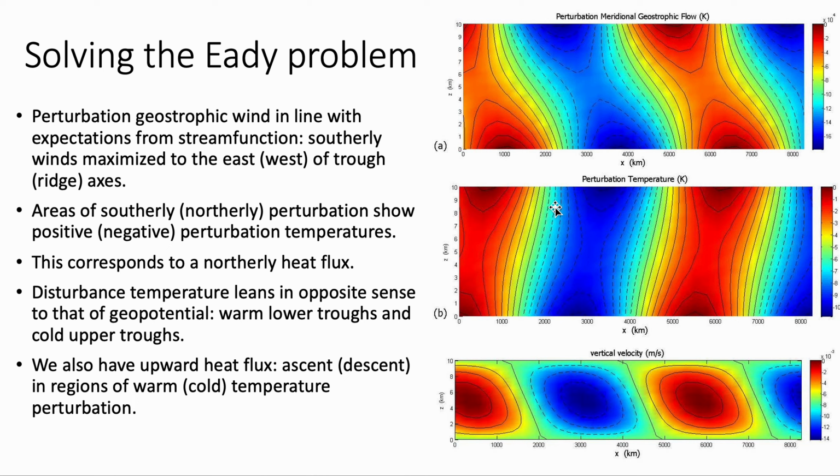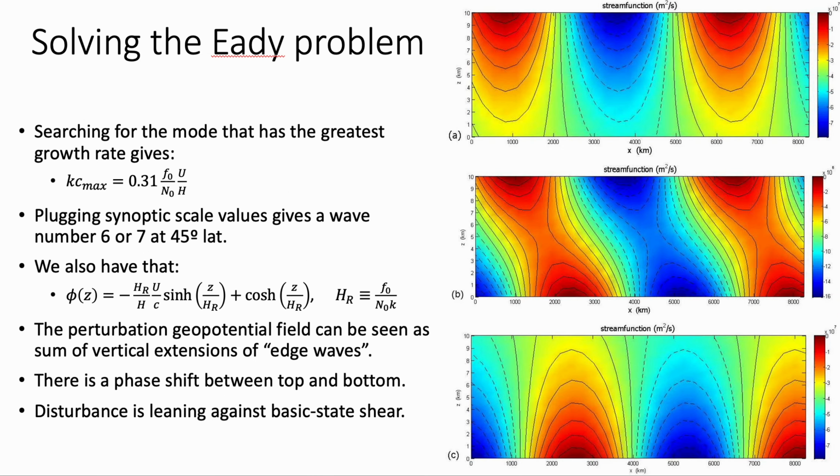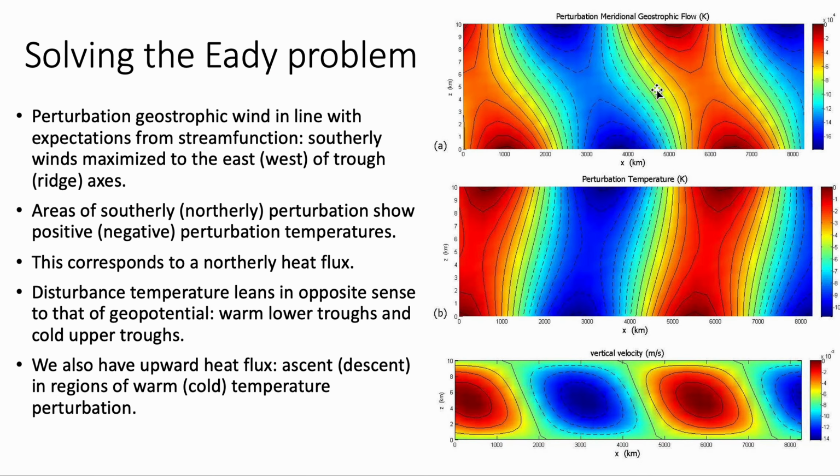Okay, and notice, first of all, that this meridional geostrophic flow is pretty much in line with what we knew to be the stream function, and so this is reassuring, because that's what we would have expected from the geostrophic flow from the geopotential. And notice that the temperature has a strange structure, because it's tilted in the other direction.